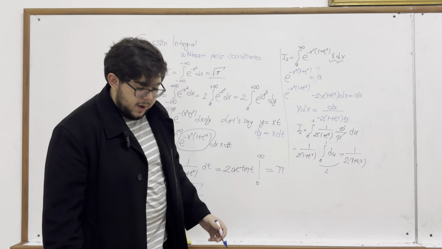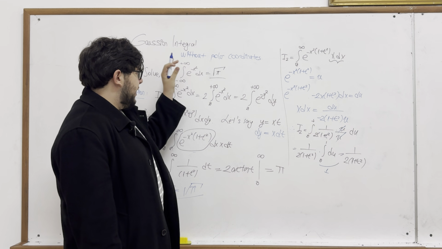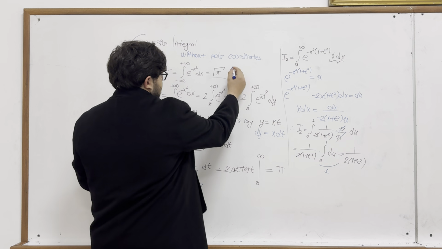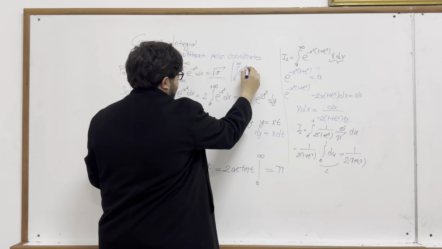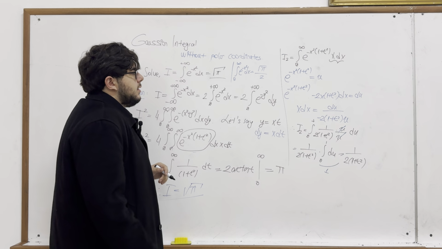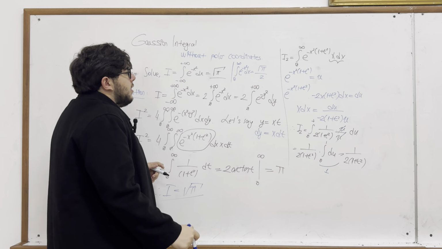So we calculated the integral and we found the answer, which is square root of pi. So actually, you don't see this integral like this. Many of you maybe see it like this: the integral from 0 to infinity of e to the power of minus x squared dx is equal to square root of pi over 2. This is more famous, but this is actually pretty much the same.